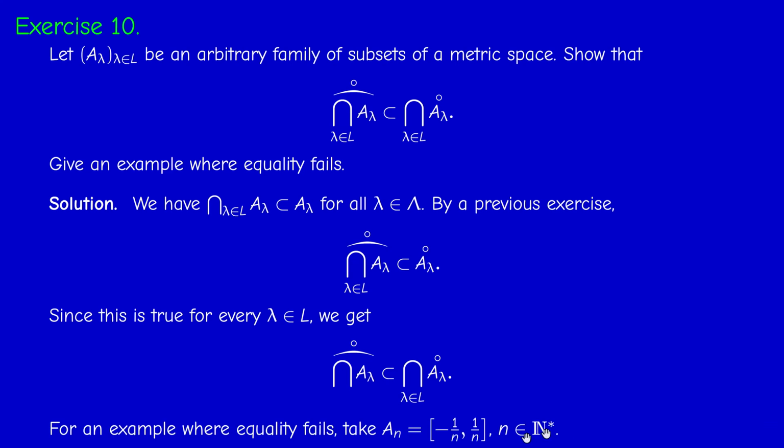Okay, counterexample. Take, for example, the decreasing sequence A n = (-1/n, 1/n), and see what happens. The intersection of the A n is the same as the intersection of the interiors of A n, which is actually the singleton {0}. So this is the singleton {0}, but the interior of the singleton {0} is empty. So this is empty and this is the singleton {0}. Okay, also could be a question in the exam.